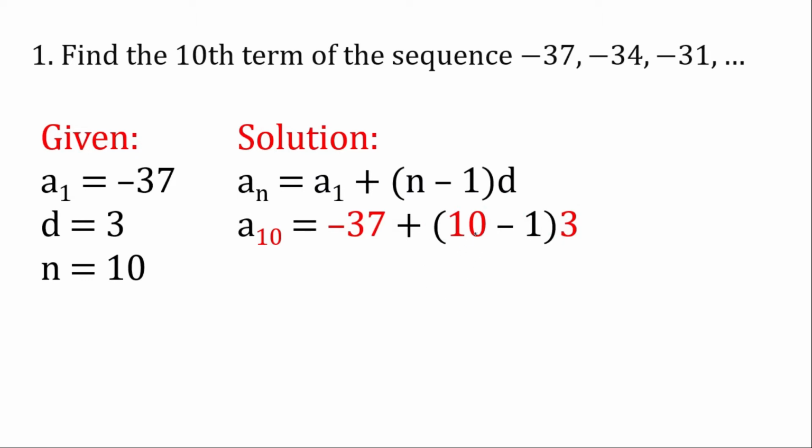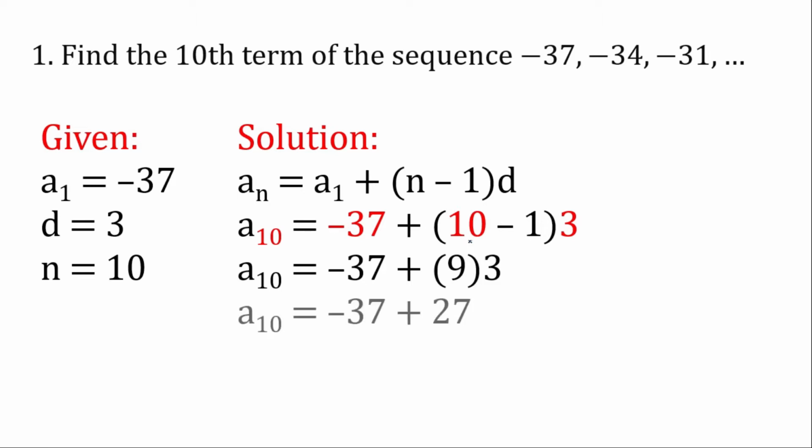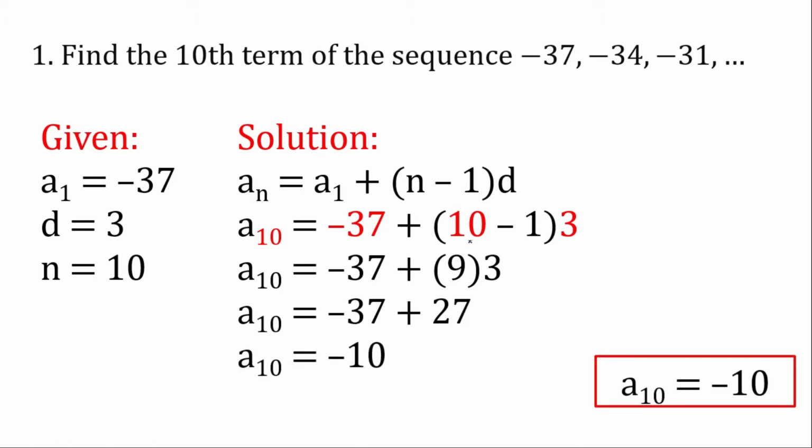Now let's subtract 10 minus 1. So we have 9. Let's multiply 9 by 3, that is 27. Now negative 37 plus 27 is negative 10. So therefore our final answer would be negative 10. Our 10th term is negative 10.